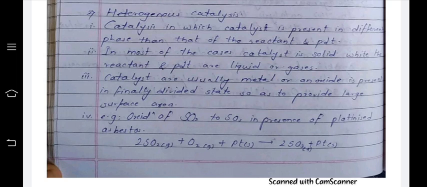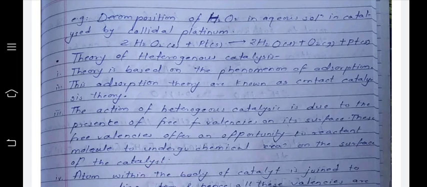with O2 in the presence of platinized asbestos: SO2 gas and O2 gas, with platinum as a catalyst in the form of solid, give SO3 as a product in gaseous form, and platinum remains in the solid state, so it is heterogeneous catalysis. Next example: decomposition of H2O2 in aqueous solution, with the catalyst used being colloidal platinum. Two molecules of H2O2 convert into water molecules and oxygen gas, with platinum as a catalyst.